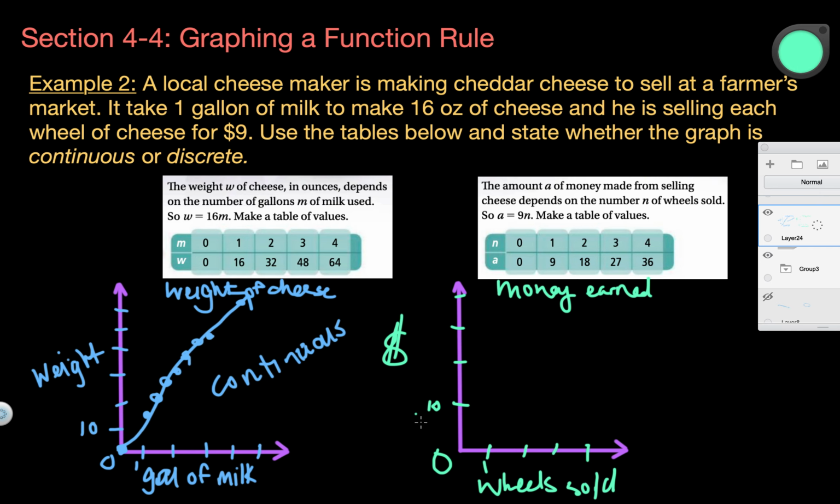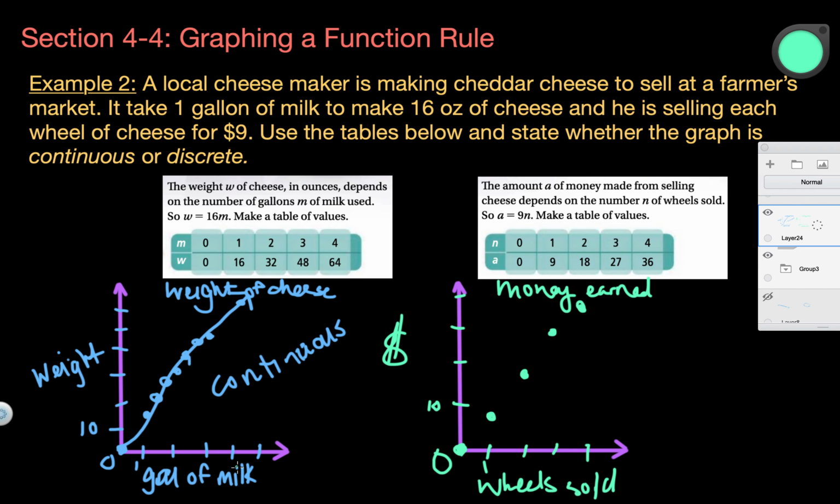So it says 0 wheels sold, 0 money made. Makes sense. 1 wheel sold, $9 were made. 2 wheels sold, $18 were made. 3 wheels sold, $27 were made. 4 wheels sold, $36 were made. So now we need to think about this.